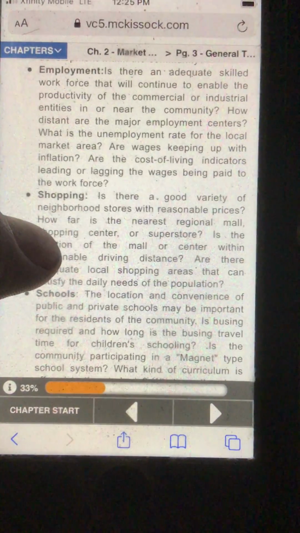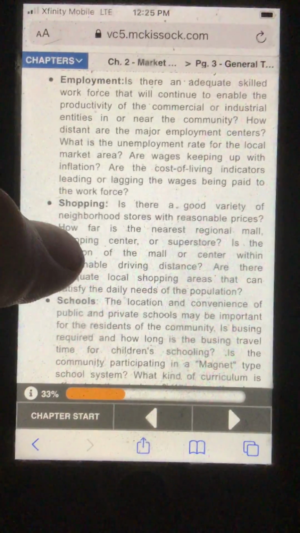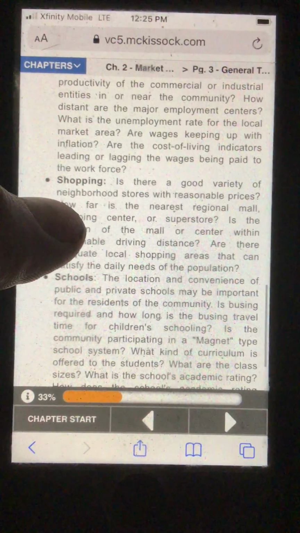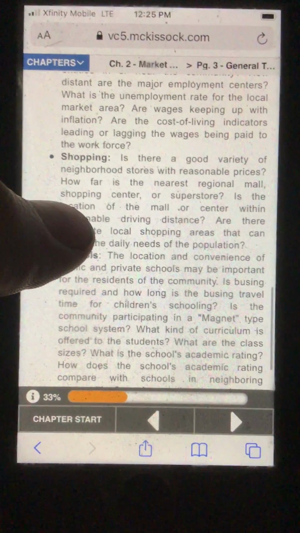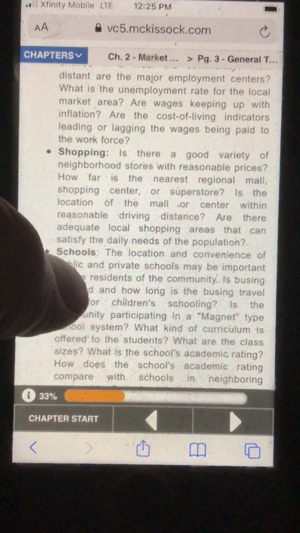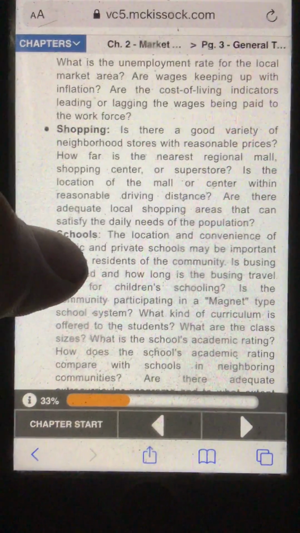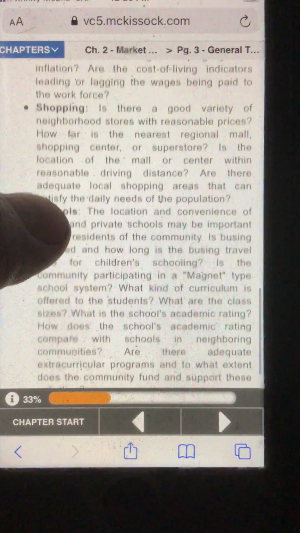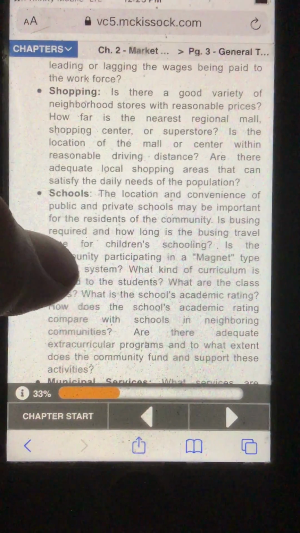Employment. Is there an adequate skilled workforce that will continue to enable the productivity of the commercial or industrial entities in or near the community? How distant are the major employment centers? What is the unemployment rate for the local market area? Are the cost of living indicators leading or lagging the wages being paid to the workforce?